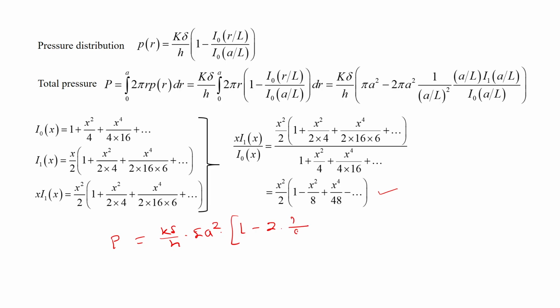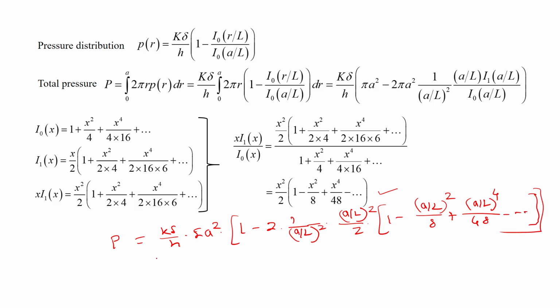So let me write it like this: a l square, and this quantity is over here. So this is actually a by l, this is square by 2 into 1 minus, this is again a by l, and this is x square by 8 plus this is a by l to the power 4 by 48 and so on. So here we can actually cancel this.